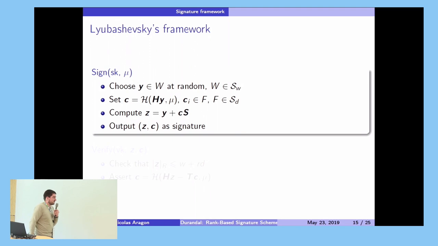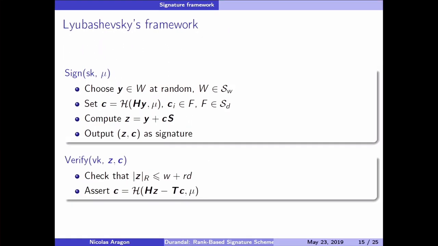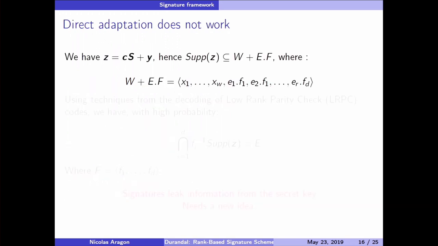The verify step is pretty simple. You check that the weight of Z is low enough, so this ensures that the signature wasn't forged by an attacker. This has to be chosen low enough such that the RSD problem is hard. And then you just check that HZ minus TC equals HY, basically. The correctness is pretty easy to understand, because when you compute HZ, you get HY, and then the second term cancels with that, because T equals H times S. So this is a pretty simple and efficient scheme, but as I said, it is broken. So we will see why.